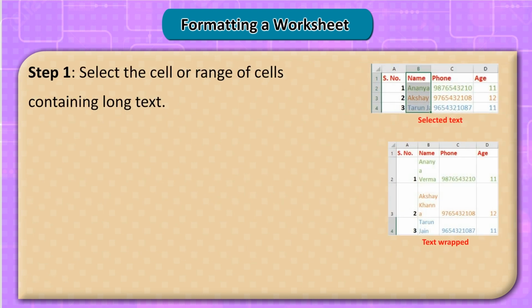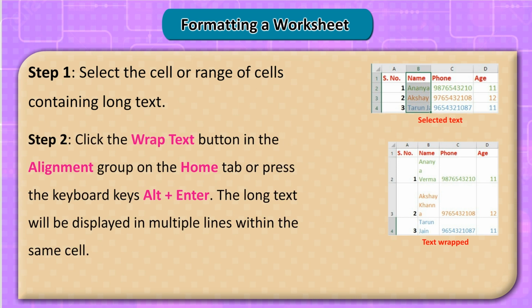Step 1. Select the cell or range of cells containing long text. Step 2. Click the Wrap Text button in the Alignment group on the Home tab or press the keyboard keys Alt+Enter. The long text will be displayed in multiple lines within the same cell.